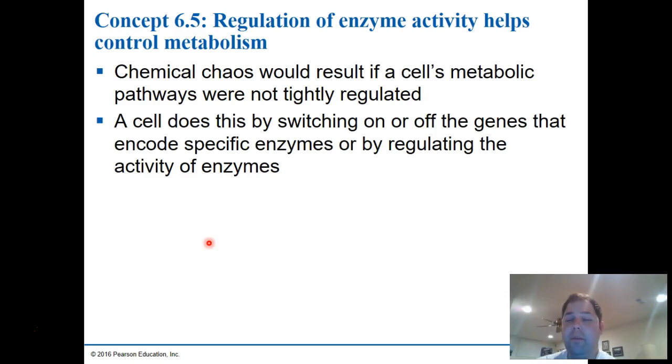And so you have to imagine that a cell is actually regulating all of the chemistry that's occurring inside of it, very carefully, very tightly regulating, by switching on and off the genes that create enzymes, or by switching on and off the enzymes themselves.